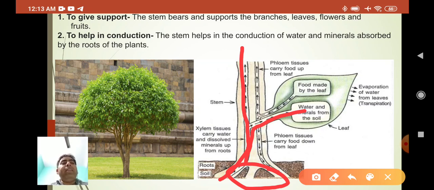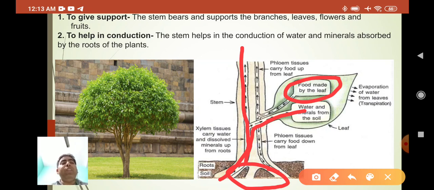Okay, and this food is prepared by the leaf. The leaf is called the kitchen of the plant because the plant prepares the food in the leaf. Whatever food is manufactured is made by the process called photosynthesis, and the plant takes water from the soil, sunlight from the sun, and carbon dioxide from the atmosphere, then prepares the food.